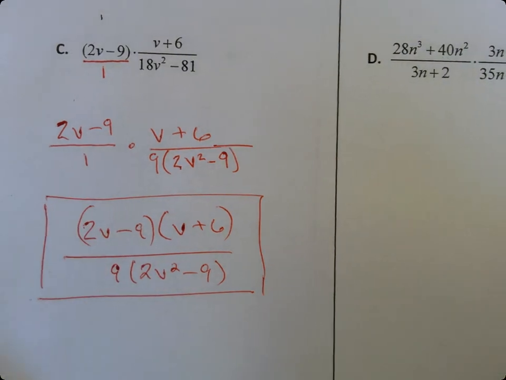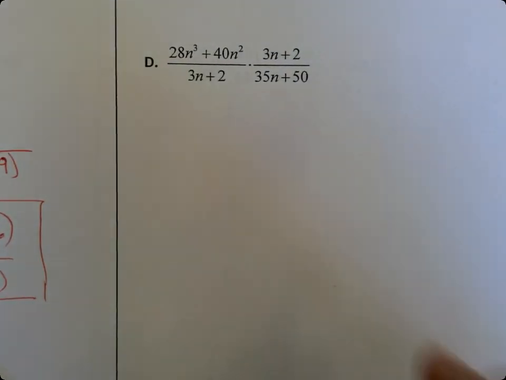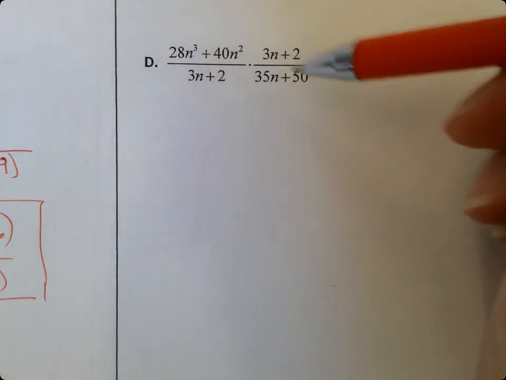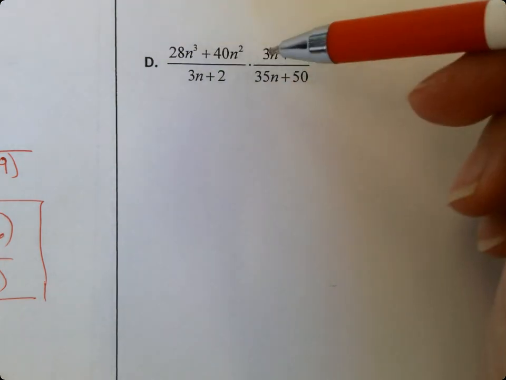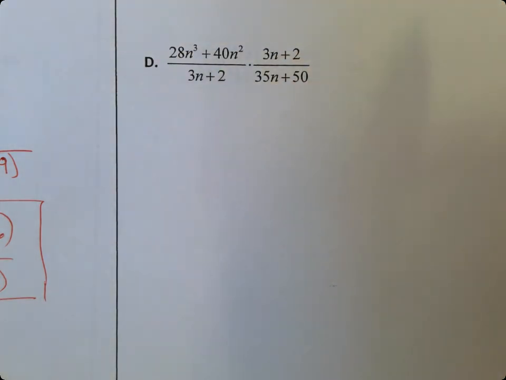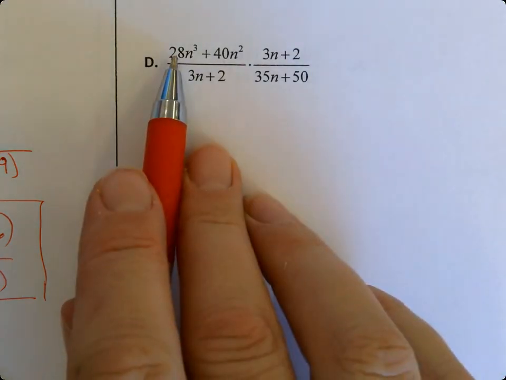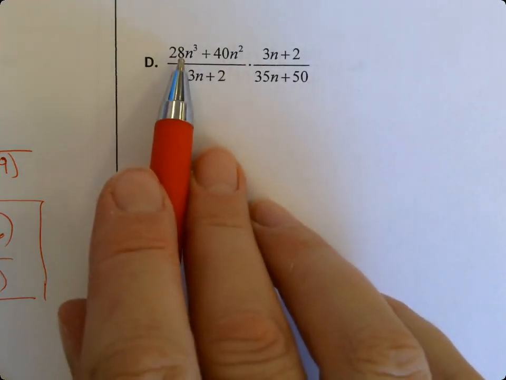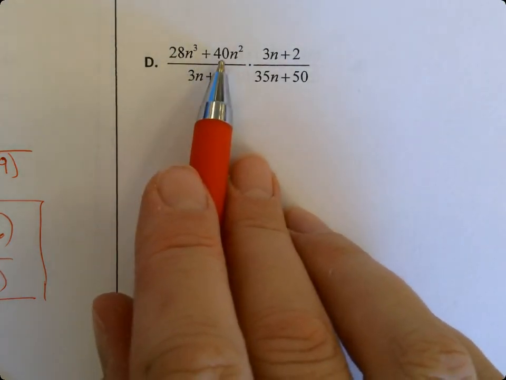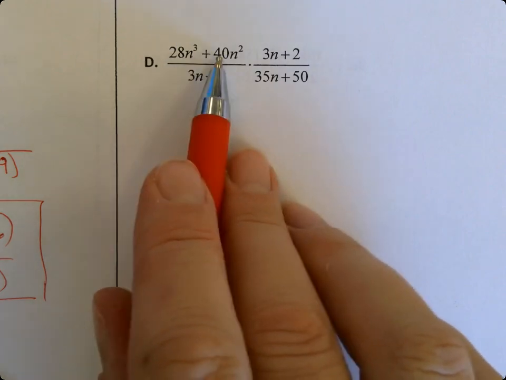Okay, now, problem D. Again, this is multiplication, and we have 4 pieces to look at. 1, 2, 3, 4. There's a GCF here. We need to figure out what it is. So I'm looking at 28. 7 goes into 28. Does 7 go into 40? 2 goes in. What else goes in?